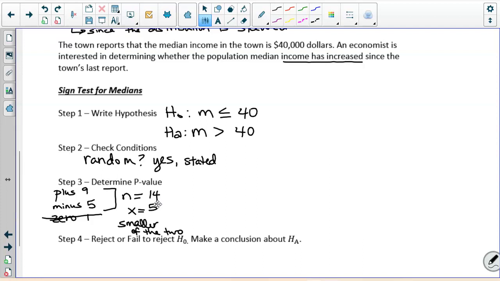It doesn't matter if it had been the pluses. Whichever number is smaller is what you use. All right? Okay. So now we're going to find the p-value, okay?